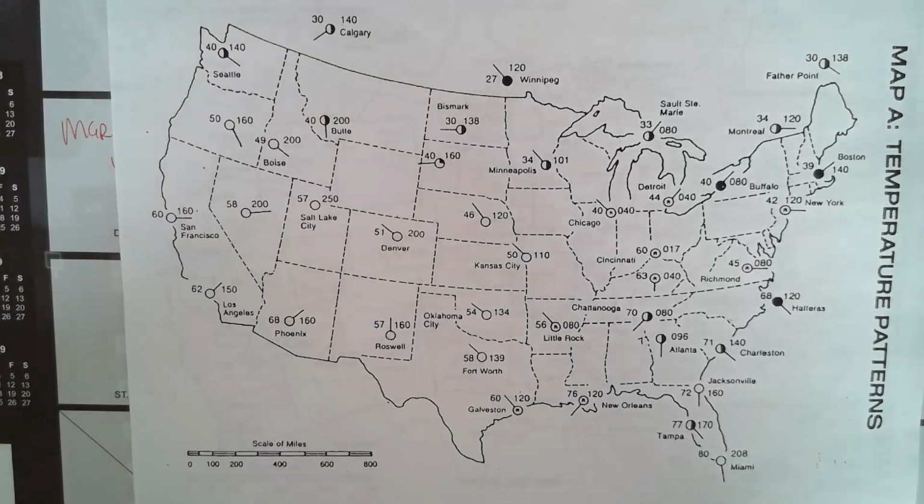Alright, so here we go. Taking a look at map A temperature patterns. Procedure A, step 1 says on map A, highlight or circle all the temperatures on the station models.